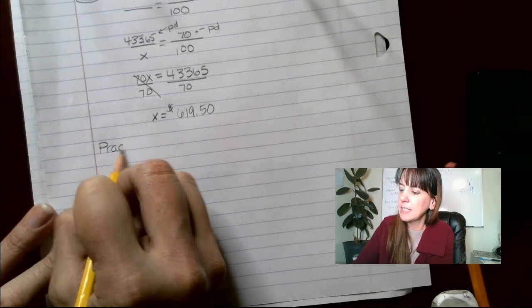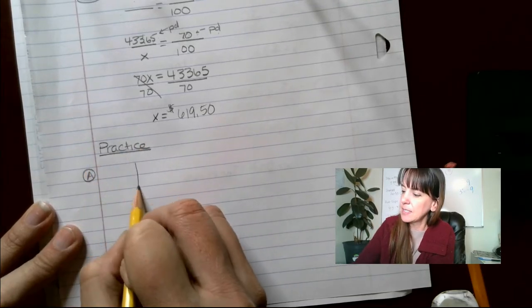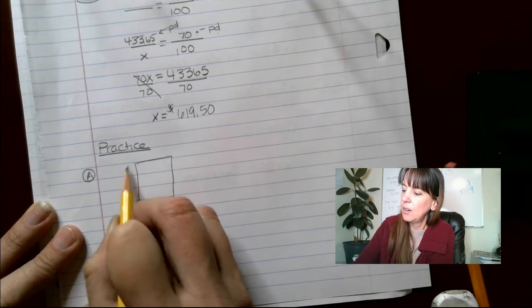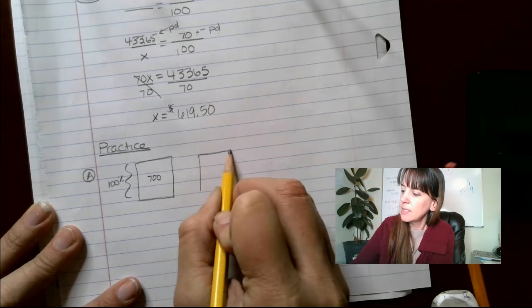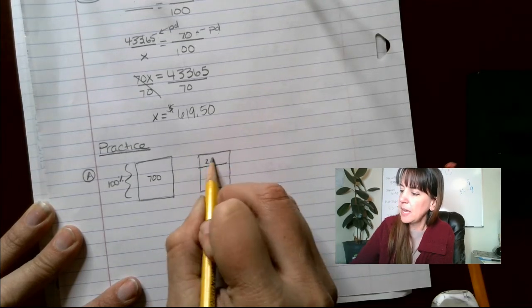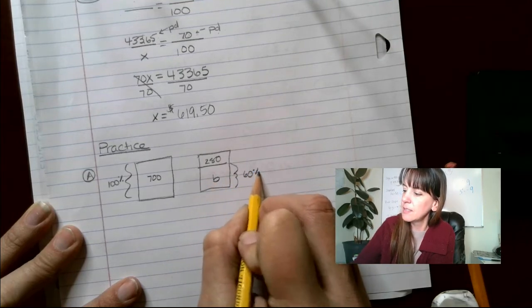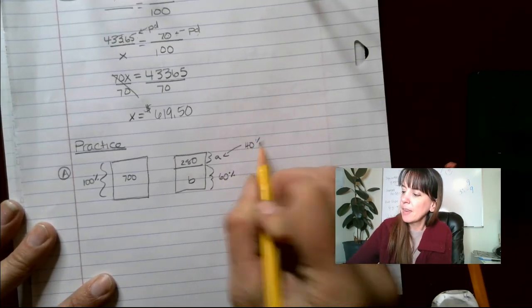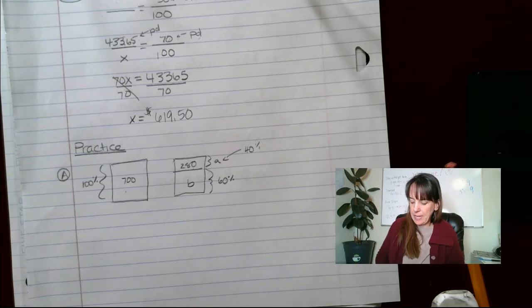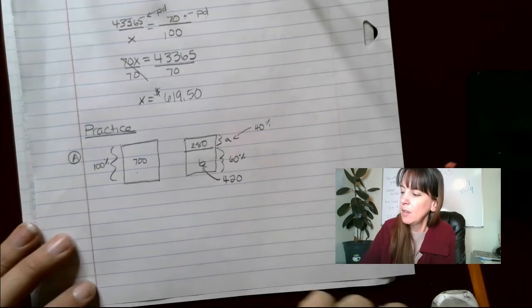All right, so for practice A, let's complete this guy. It says this is 100%. It says this is 700. It says this is 280, and this is B. This is 60%. This is A. So we know A is going to be 40%, and then 700 minus 280 is going to be 420. So 420.